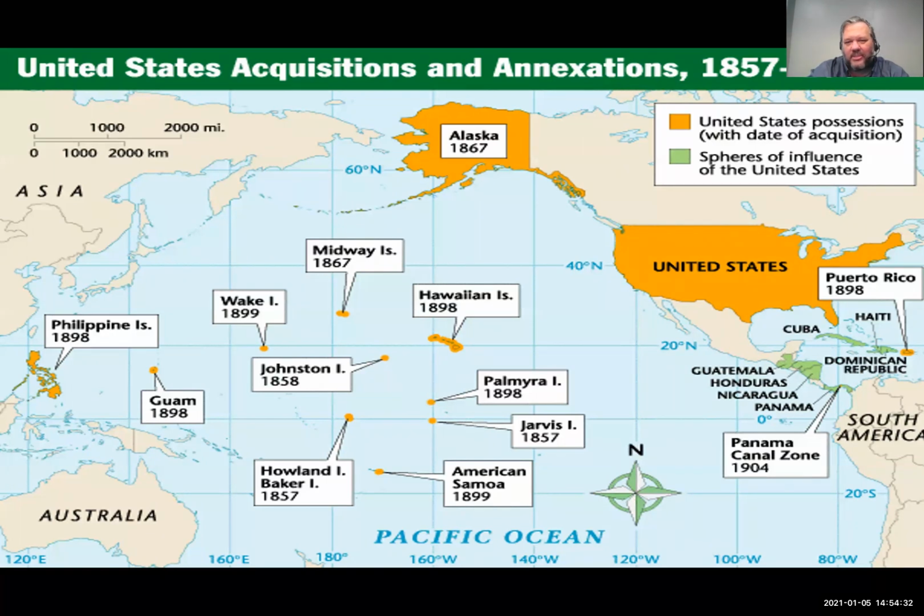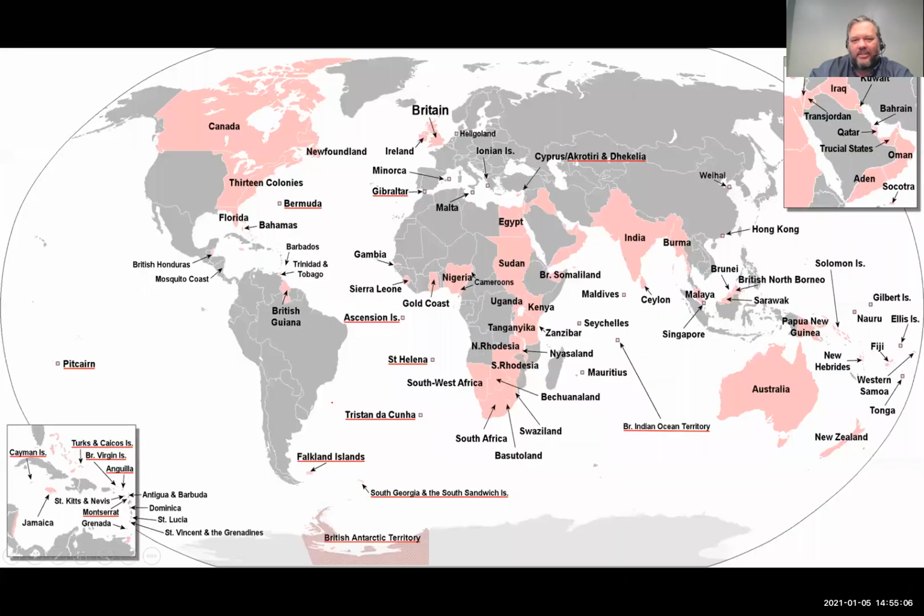U.S. acquisitions and annexation. So you can see this is kind of our imperial time up here, 1857 to 1904. And by the way, remember, when we talk about imperial movement, we were the original 13 colonies. This movement this way, part of it. And so this was our expansionary time. This movement started before 1857, but you can kind of see Alaska here, Dominican Republic, Haiti, Cuba, countries in Central America, these islands, you get the idea.